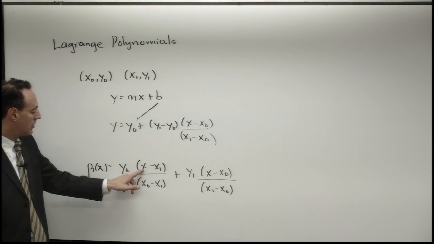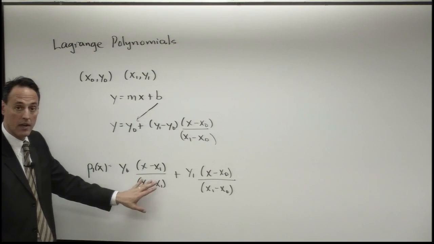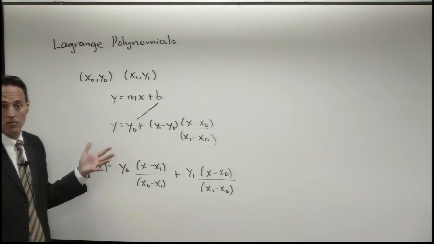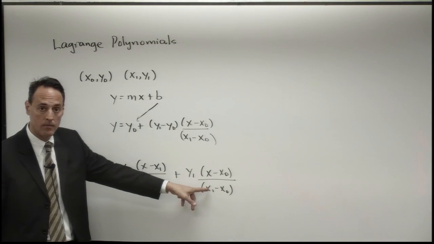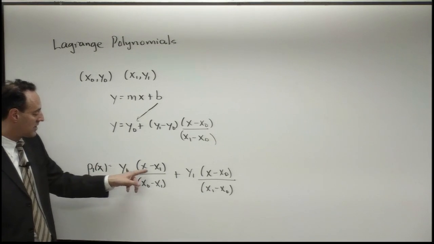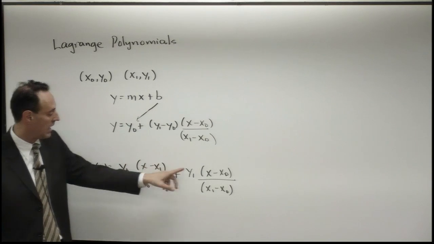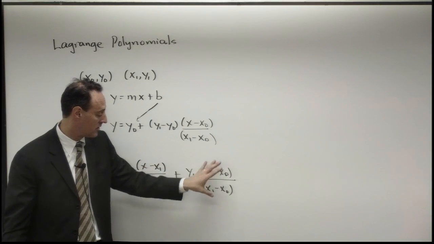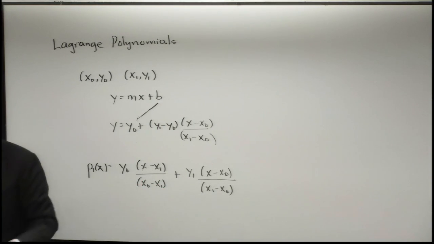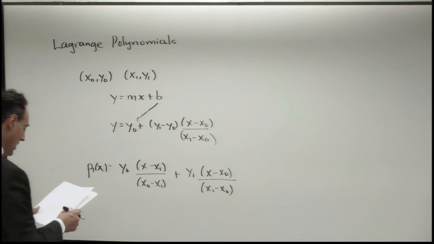If I put x0 here, I get x0 minus x1, x0 minus x1. This is 1. So if I put in x0, I get y0, because that's 1 and a 0. If I put in x1, notice that I get x1 minus x1. That's gone. That's 0. And then I get x1 minus x0, x1 minus x0. That's 1. I just get y1 out. This function works. I didn't even have to write down any kind of formula for it.